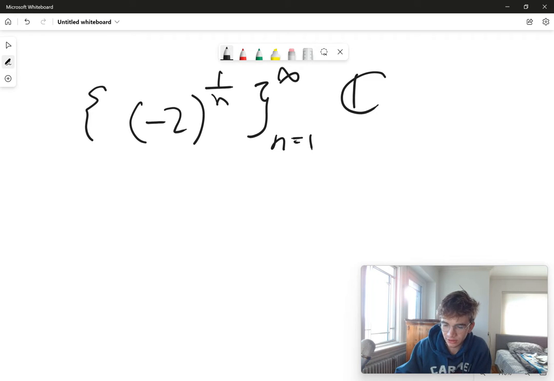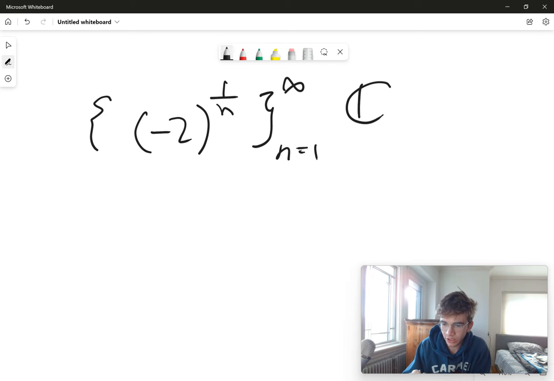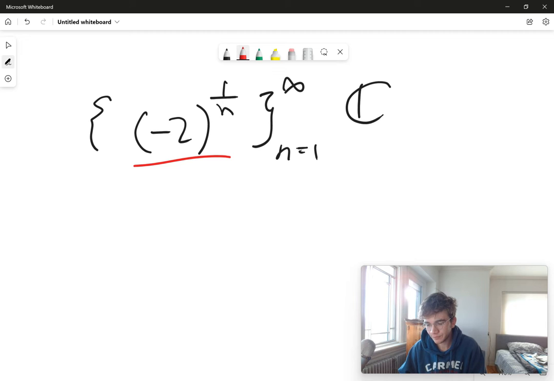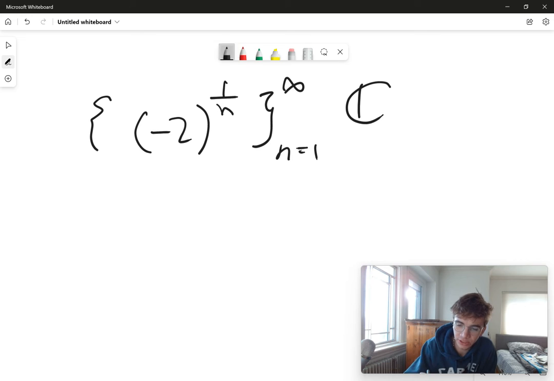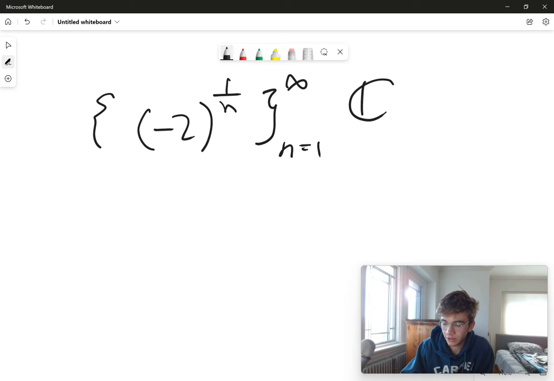So if I start looking at this sequence, negative 2 to the 1 over n, if you know anything about the nth root of a number, you'll recognize that taking a function to the power of 1 over n is like a multiple valued function. And in order for it to take a single value, we need to take a specific branch of the log function. And we'll see that in a moment. But I'm actually going to treat it like a multiple valued function.